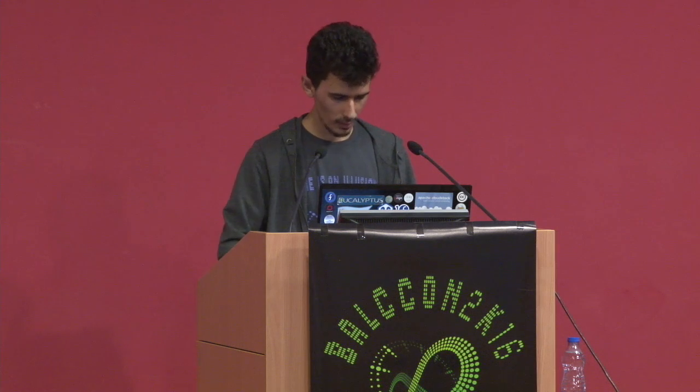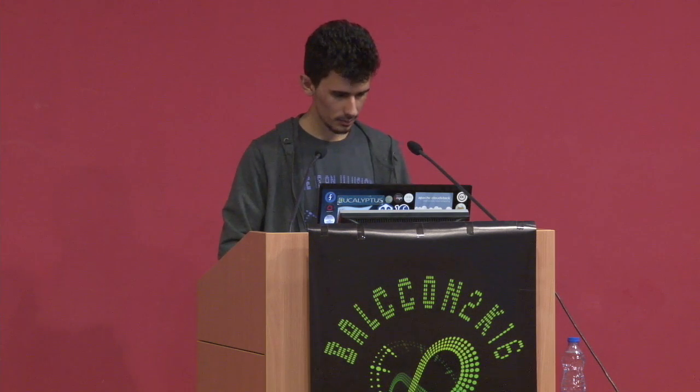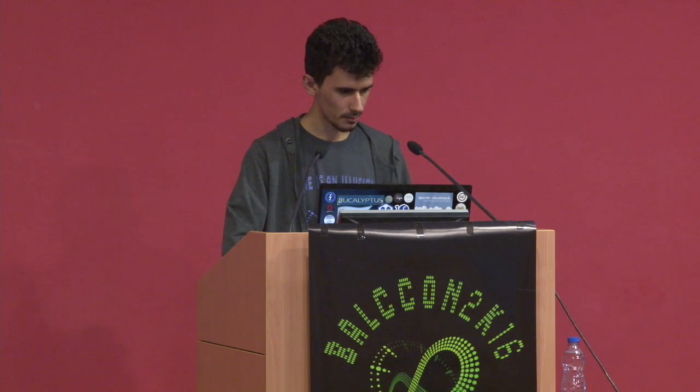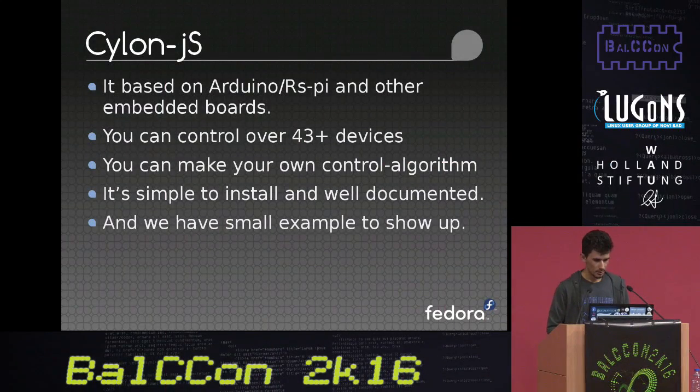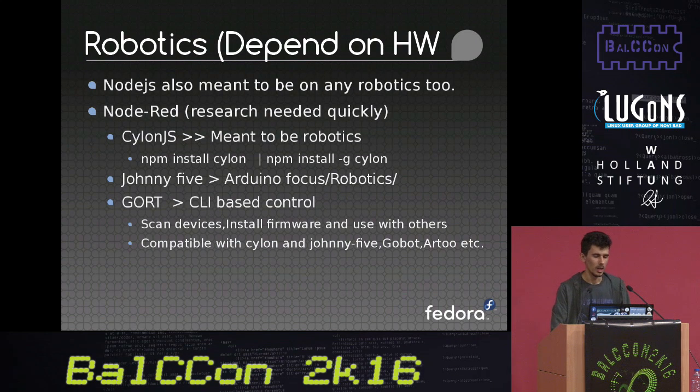So, yeah. Let me just go here. Okay, good. So Cylon.js is another project for robotics, and it's also very easy to use. If you want to use it, just run npm install cylon. And if you want to install globally, you just need a -g. And Johnny-Five, Gort, and other such projects work the same way to control your hardware.